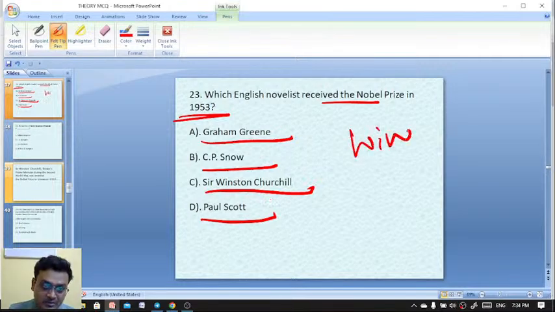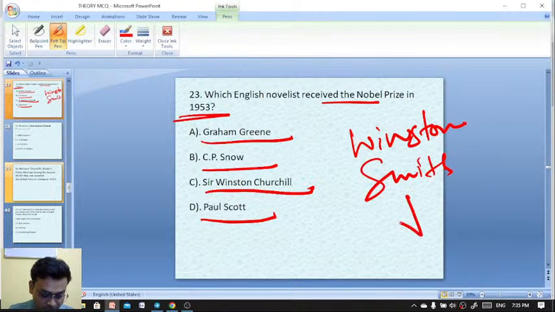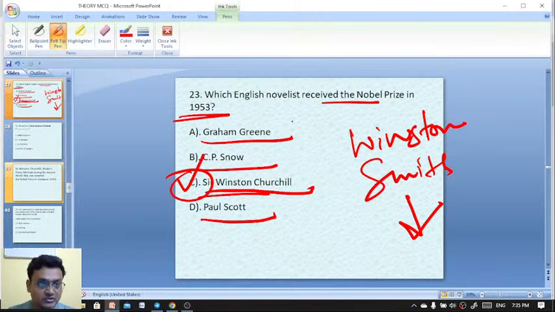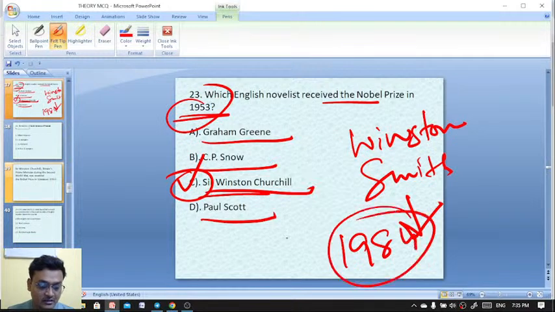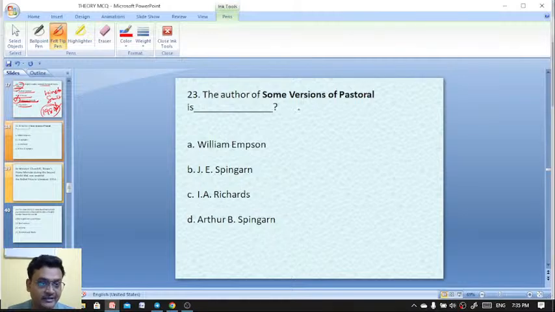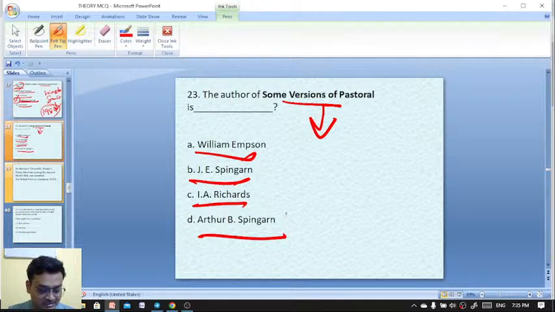Now tell me, Winston Smith is a protagonist of which novel? Do you remember? It's Churchill, British. So here received 1953, it is Winston Churchill. And Winston Smith is from 1984, exactly, by George Orwell. Dystopian novel, Oceania is one of the fictional settings of 1984. Some Versions of Pastoral is a work by, Some Versions of Pastoral, exactly, Saurabh. This is a work by which writer?